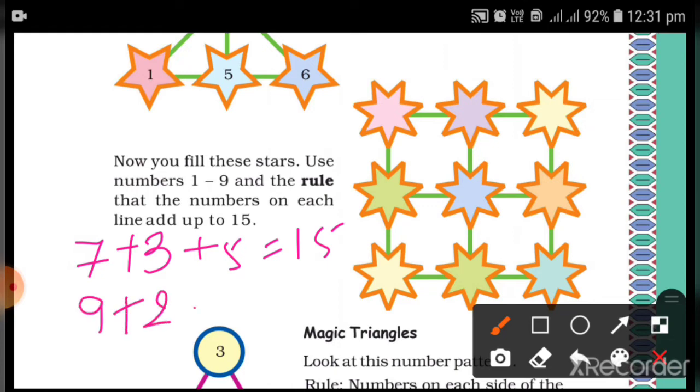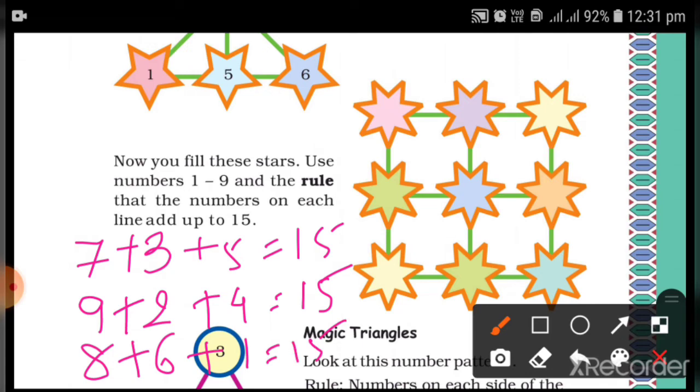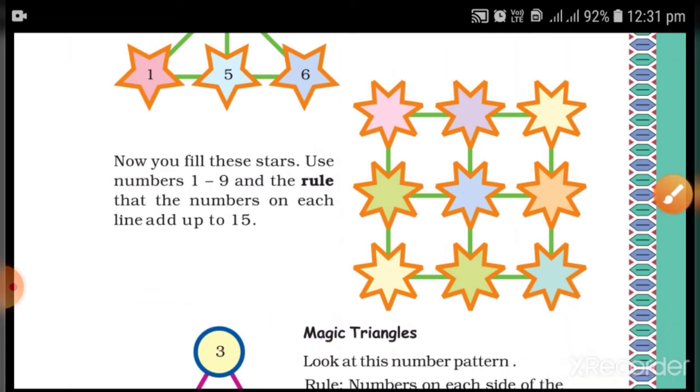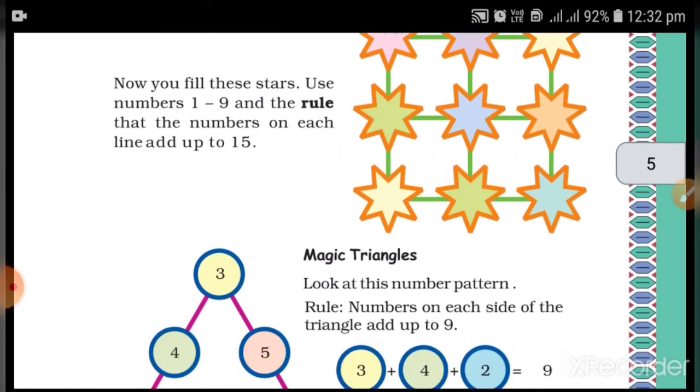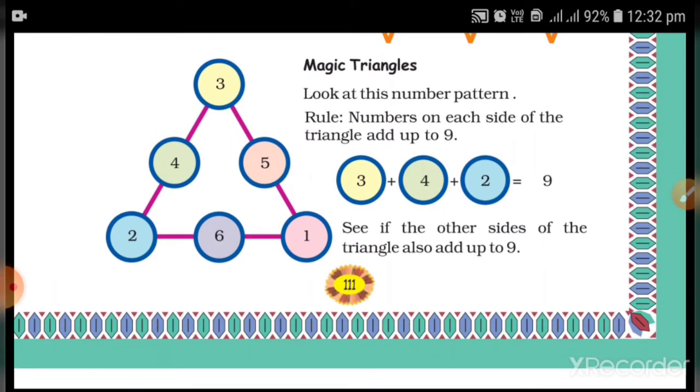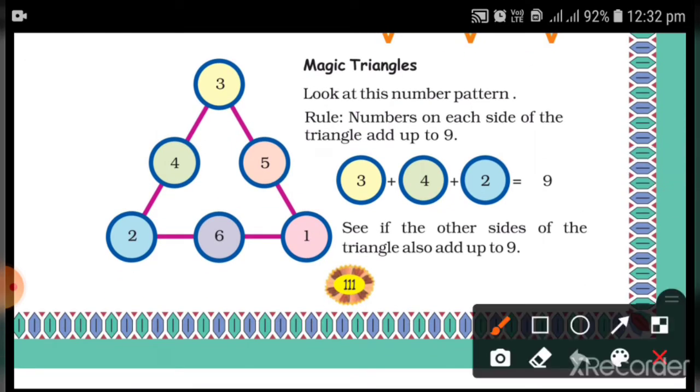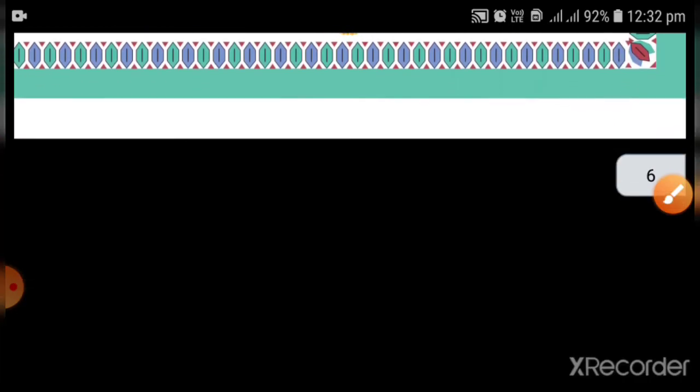9 plus 2 plus 4 is equal to 15. Then 8 plus 6, 14 plus 1 is equal to 15. I gave some hint and some numbers. Now you have to put those numbers between these stars. Do it on your own. Here also 3 plus 4, 7, 7 plus 2, 9, 3 plus 6, 9, 3 plus 5, 8, 8 plus 1, 9. Let's see what you have to do.